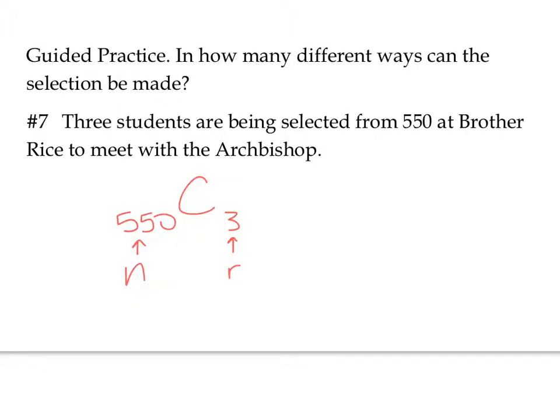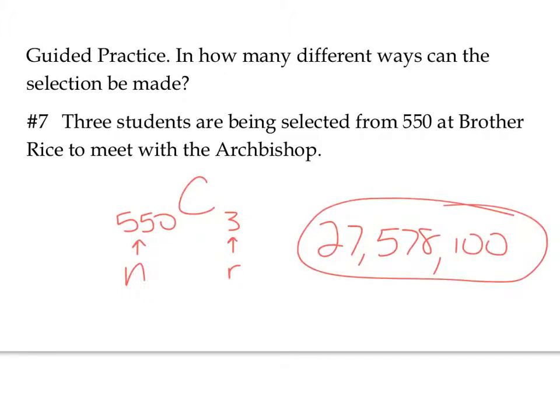So when you go in the calculator, you're going to type in 550. After you type in 550, you're going to go in the math menu over to PRB, and then you're going to do option 3, which is the C for combination. Press that, and you're going to see that symbol come up with the combination N and R. Then you're going to enter an R value. Enter 3 and press enter, and you should get an answer of 27,578,100. That's a lot of different ways that we can select 3 people from 550 at Brother Rice. Again, where order doesn't matter in this case.